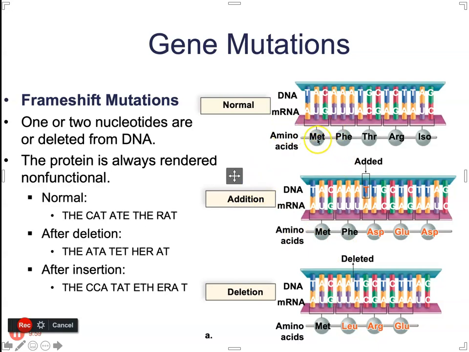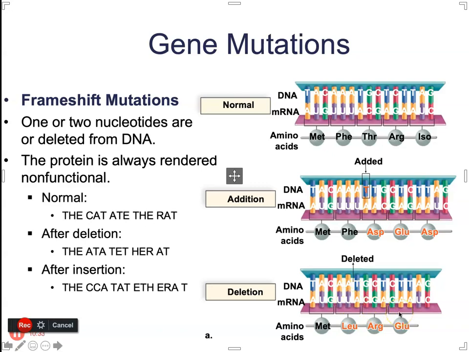Our original sequence was methionine, phenylalanine, threonine, arginine, and isoleucine. If we were to add a single nucleotide, we would suddenly have a sequence that reads methionine, phenylalanine, asparagine, leucine, asparagine. And I know that doesn't look like nonsense, or it looks like just as much nonsense as the original sequence, but this is complete nonsense. It's a non-protein. It's not going to function the way that we want it to. It's not going to behave the way we want it to, because the entire amino acid sequence has been botched.